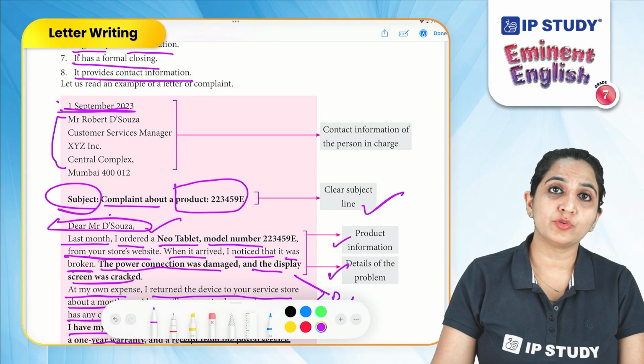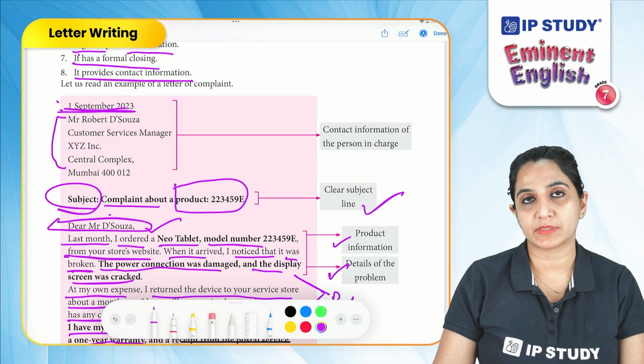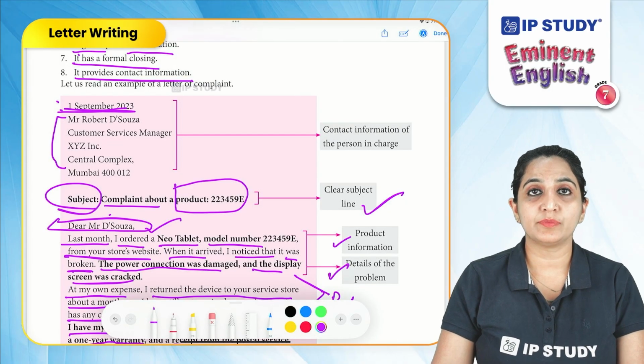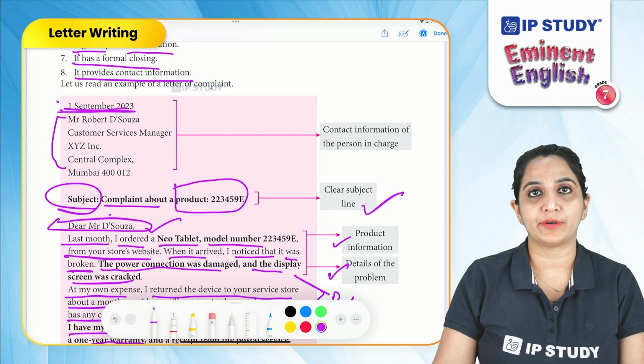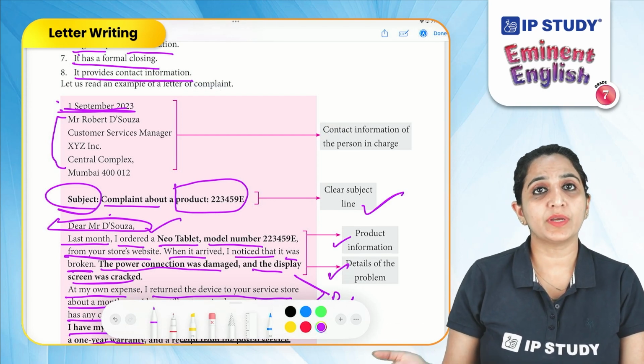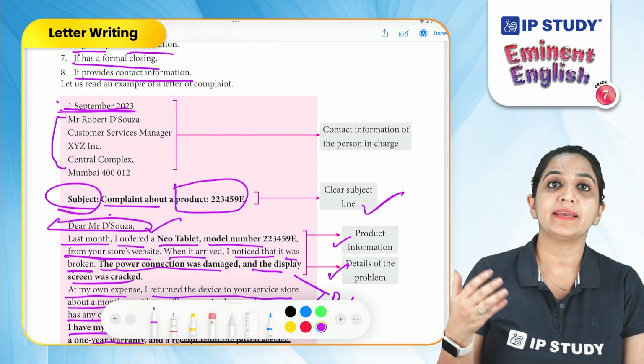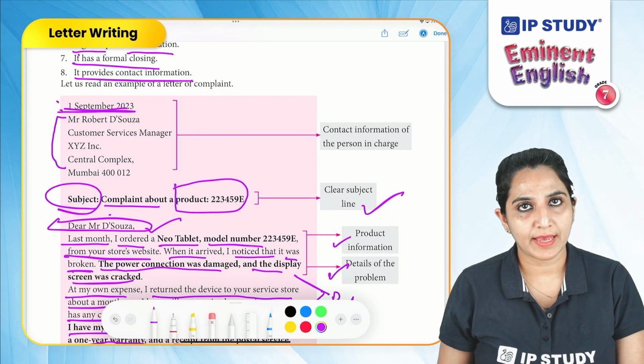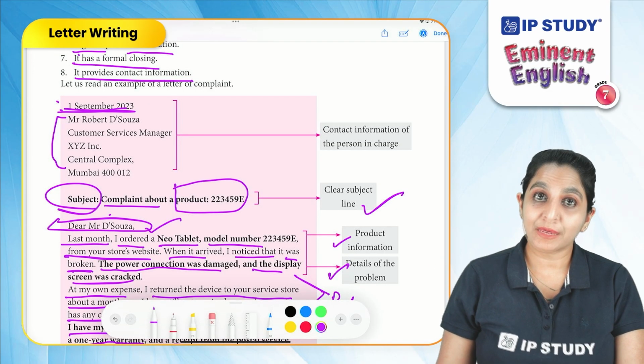Formal letters are those letters that you write for official purposes. And in this lesson, we learned how to write a letter of complaint for a product ordered, or how to write a letter of complaint. You can use the same format to write it to any other institution as well. So that was all about letter writing.